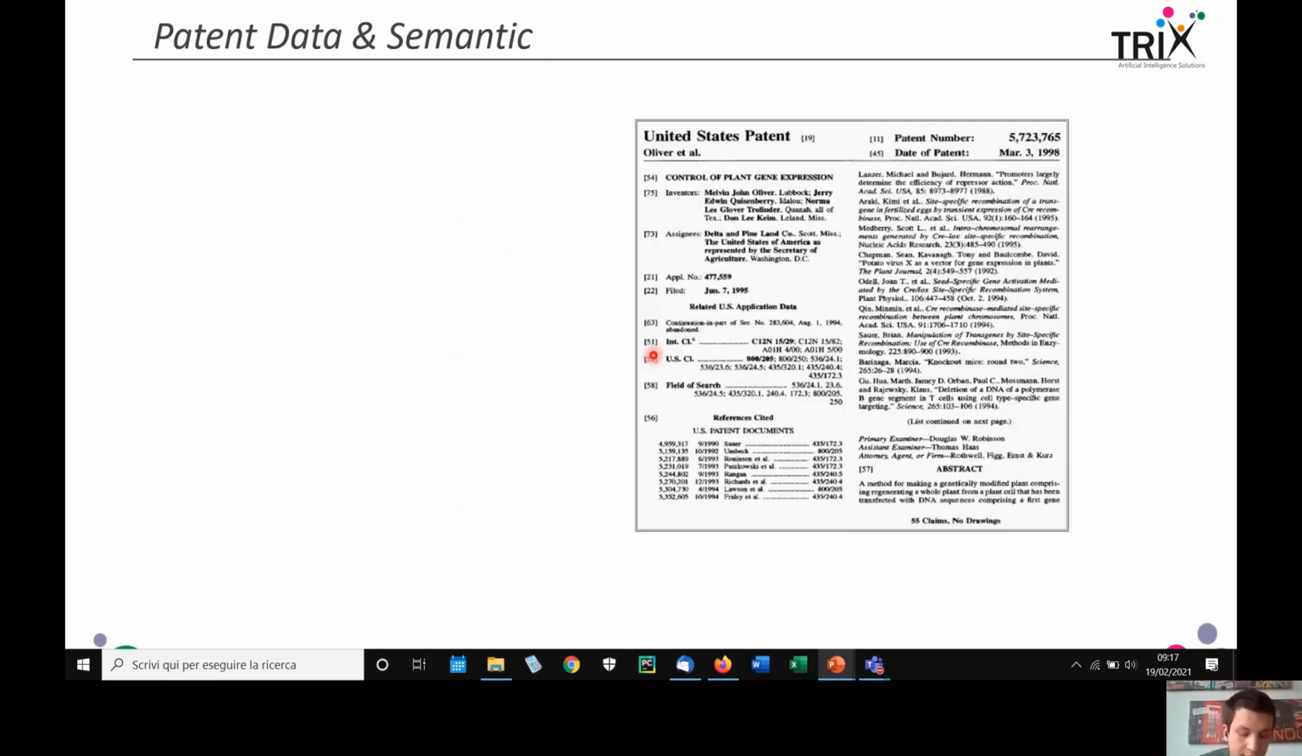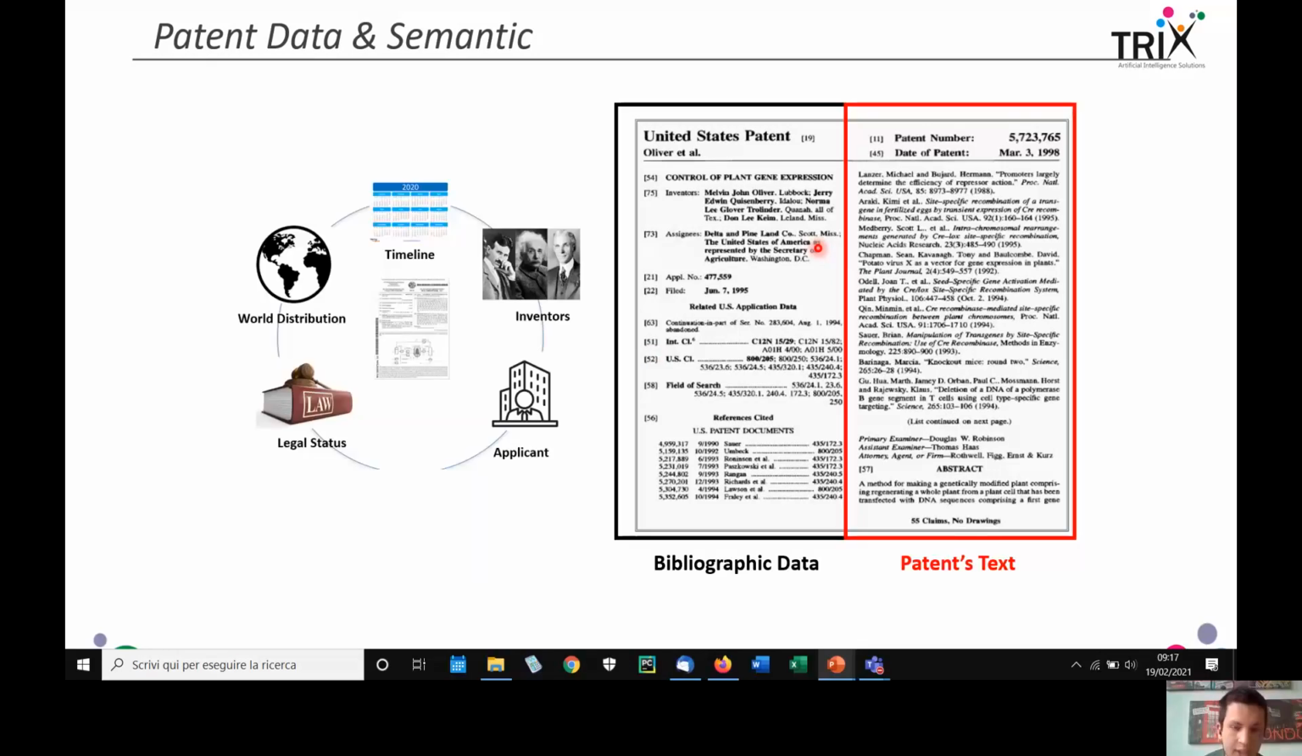For example, let's see how a patent is written. We have a bibliographic part which is only 5% of the text. In this 5%, all commercial software works to create the dashboard. Instead, we have to work on the text, which is 95% of the document. The number of data and technical information I can extract from this 95% is much greater than just bibliographic data.